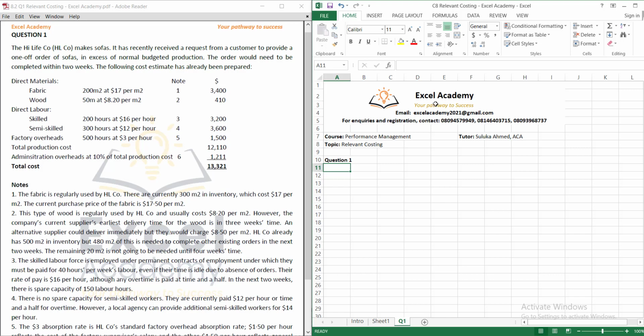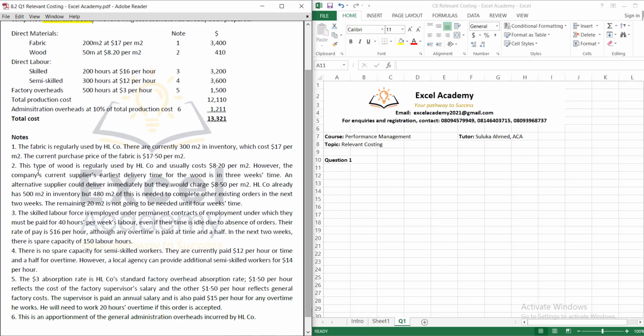In this video, we shall be looking at question 1 on relevant costing. The iLife Co. makes sofas. It has recently received a request from a customer to provide a one-off order of sofas in excess of normal budgeted production. The order would need to be completed within 2 weeks. Then the cost estimates which have been prepared are as follows, which means the accountant must have prepared this cost estimate. Then let's read the note.